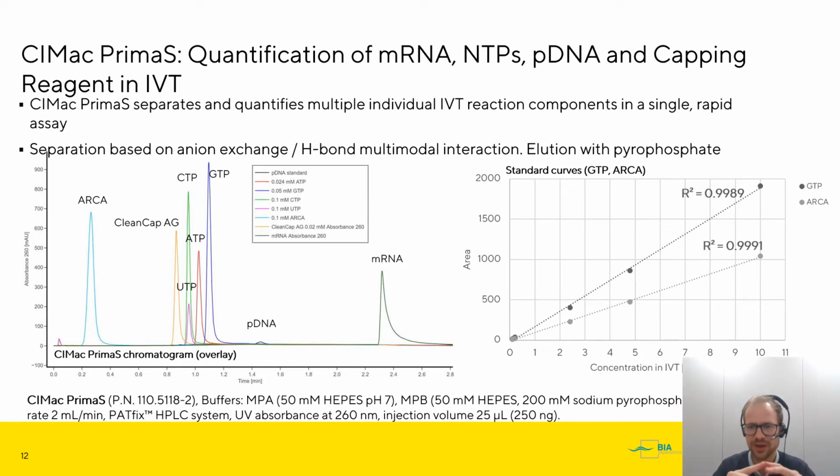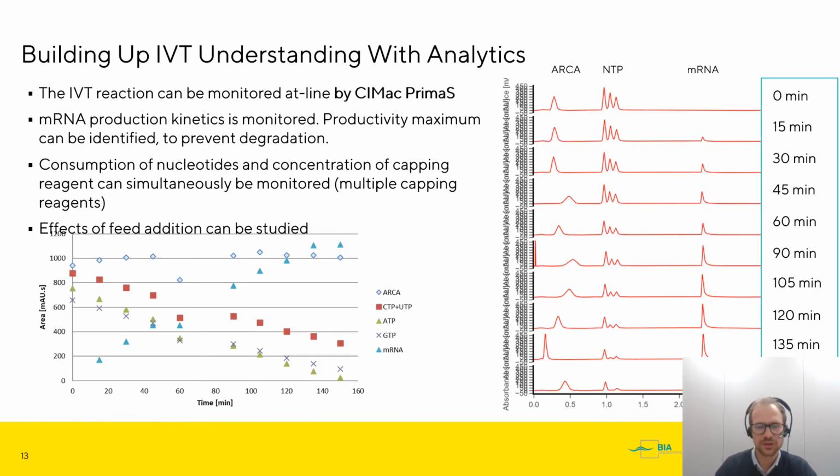Here we look at a sub 3-minute separation gradient where we gather all of this information: concentration of RNA, concentration of plasmid, concentration of nucleotides, and here we resolve GTP from ATP from CTP, which coelutes with UTP, and we separate it from two completely different capping reagents, of which one is typically used.